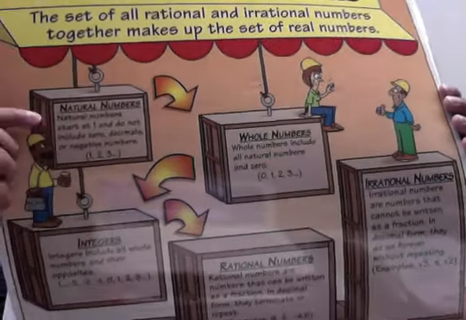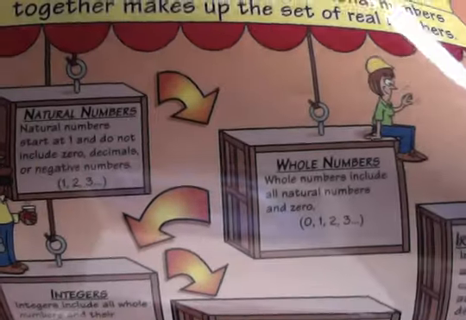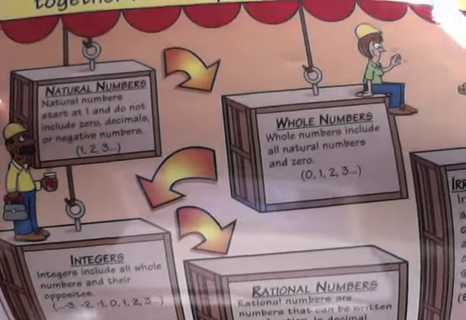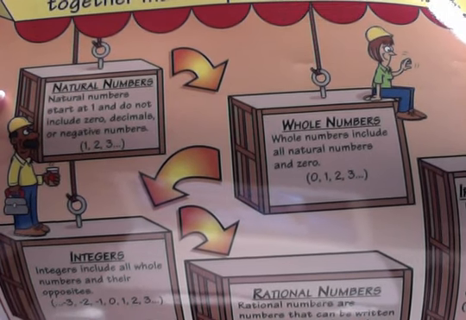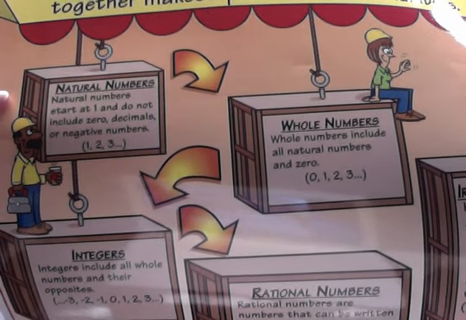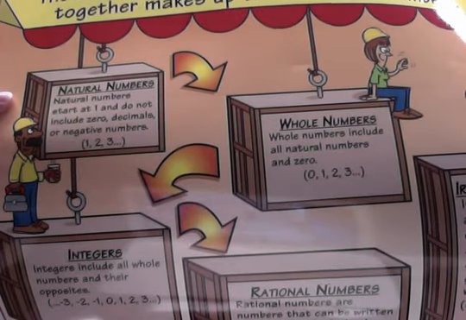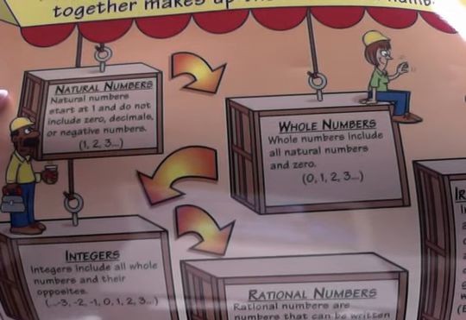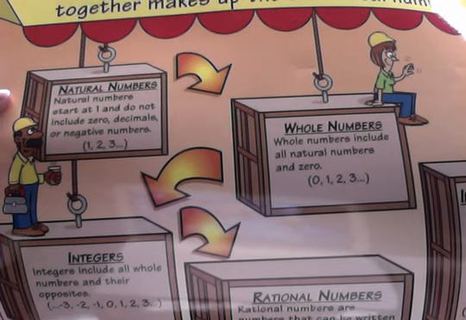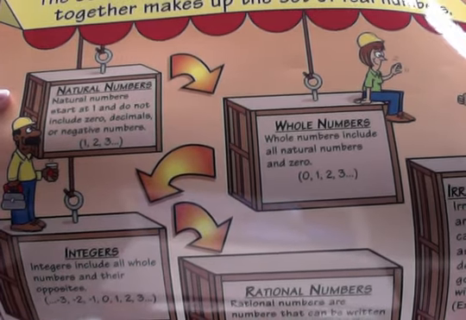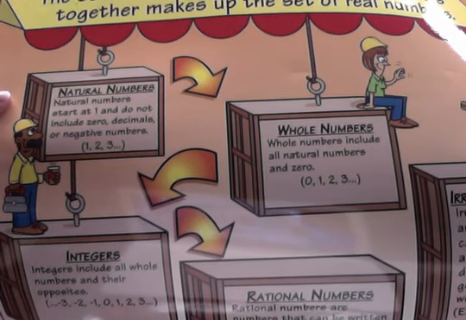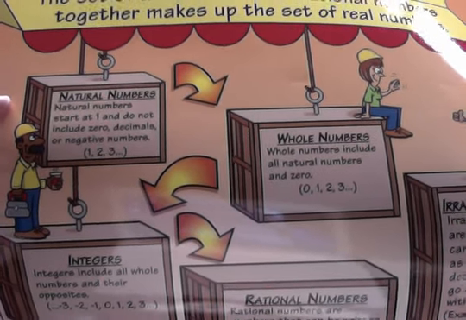Okay, let's start with natural numbers, and I'll go ahead and read you natural numbers as I move this forward here. It says natural numbers start at 1 and do not include 0, decimals, or negative numbers. So like you can see the examples they have there as 1, 2, 3, and it just keeps going, 4, 5, 6, 7, 8, and so on. Okay, remember they do not include 0, decimals, or negative numbers. These are the natural numbers.